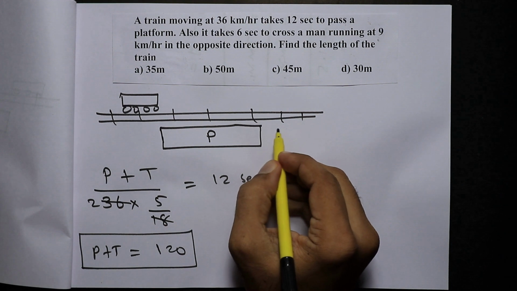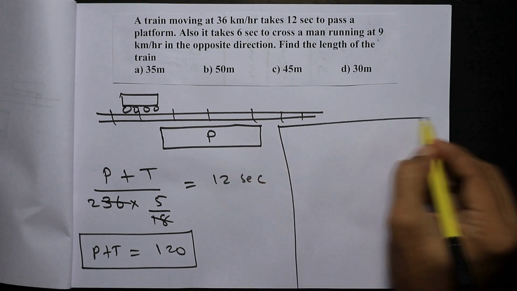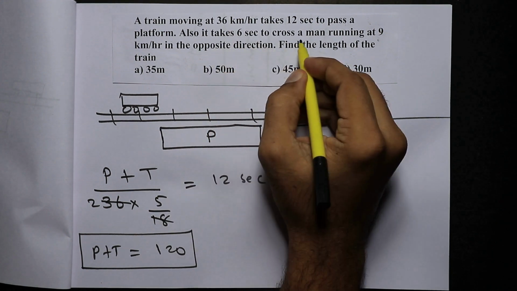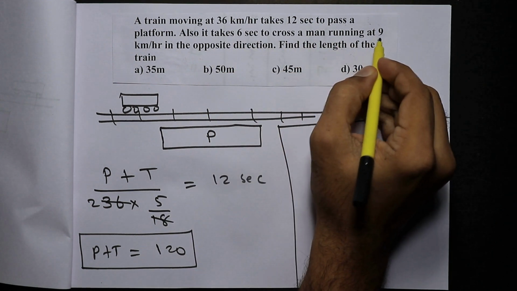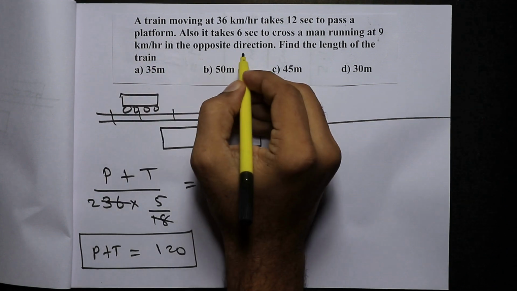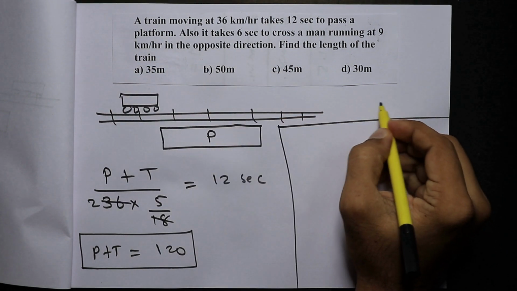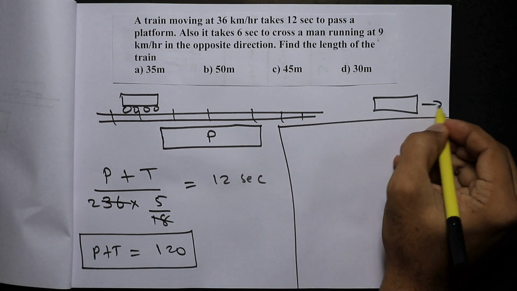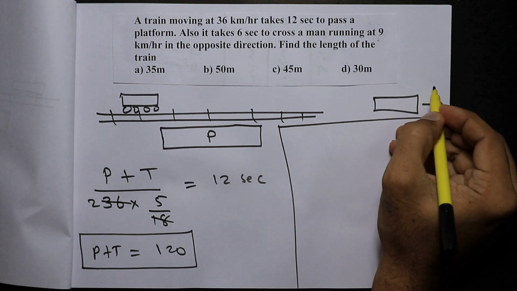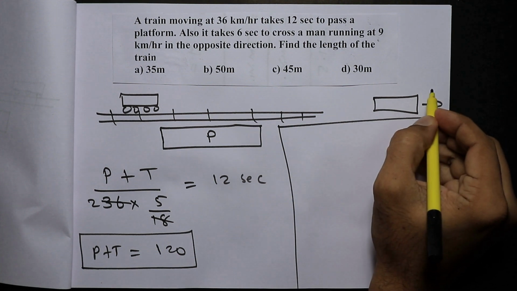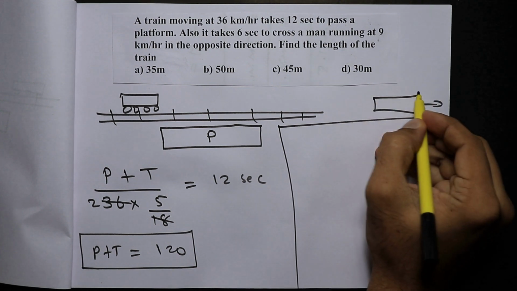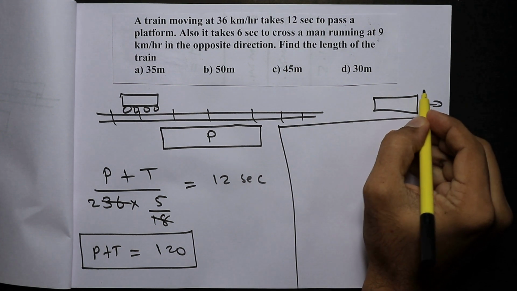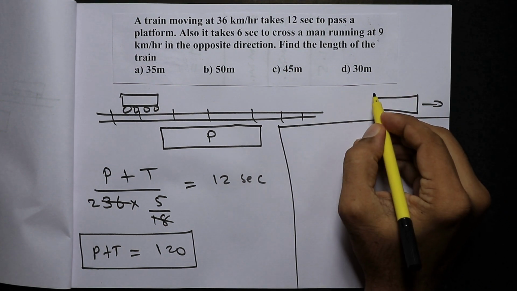Let us solve the remaining part here. Also, it takes 6 seconds to cross a man running at 9 kilometers per hour in the opposite direction. Assume that the train is here. Train is moving in this direction. Now a man is moving in this direction. Now for the man to cross the train, the full length of the train has to be moved. So distance for the man to move is the full length of the train.